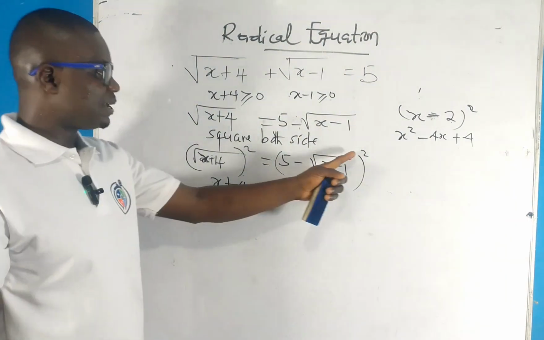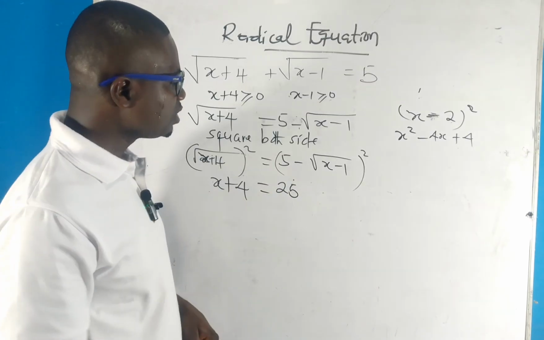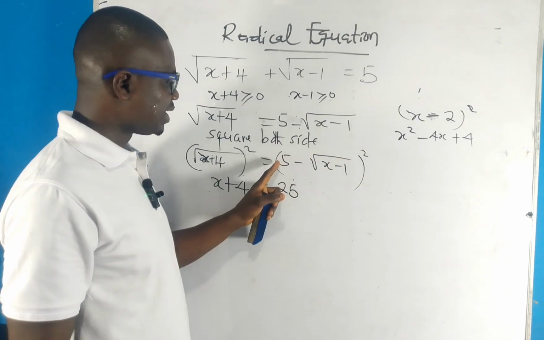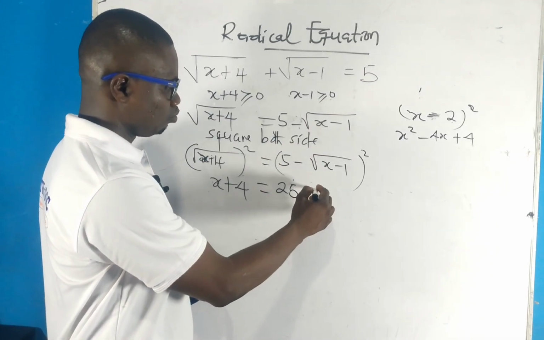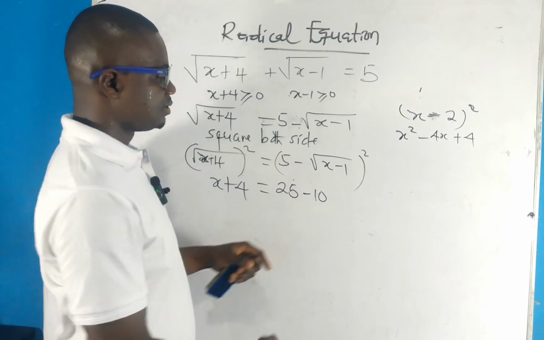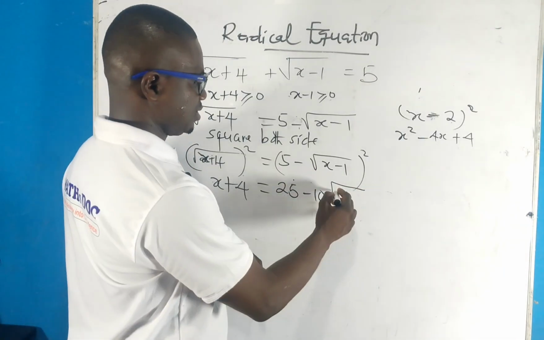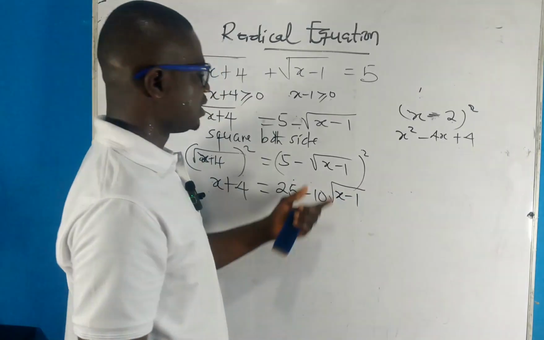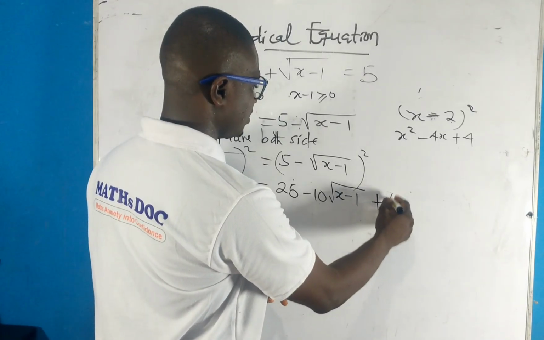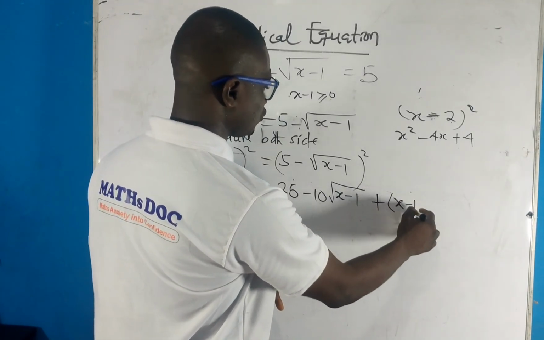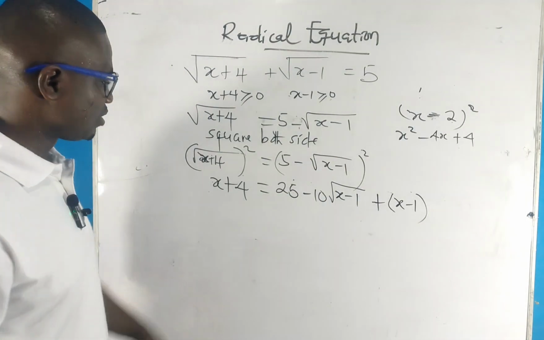So let's come here. Similarly, 5 squared will give you 25, and then 2 times 5 times negative root x minus 1 will give you minus 10 root x minus 1. Then the last part is this whole value squared, so you square everything and you have x minus 1. When you square a root value, you cancel it out. So that is how we are going to have it.